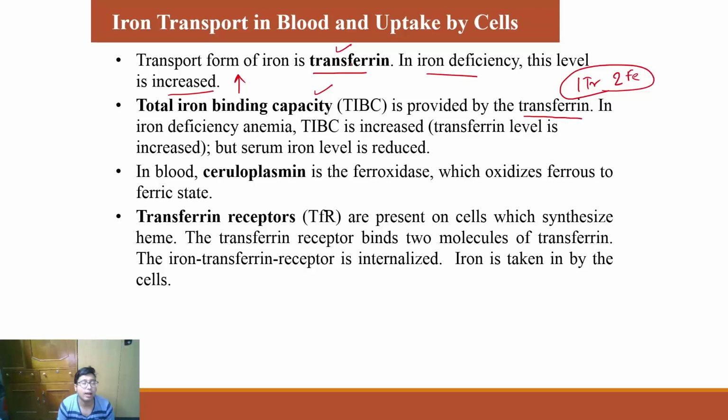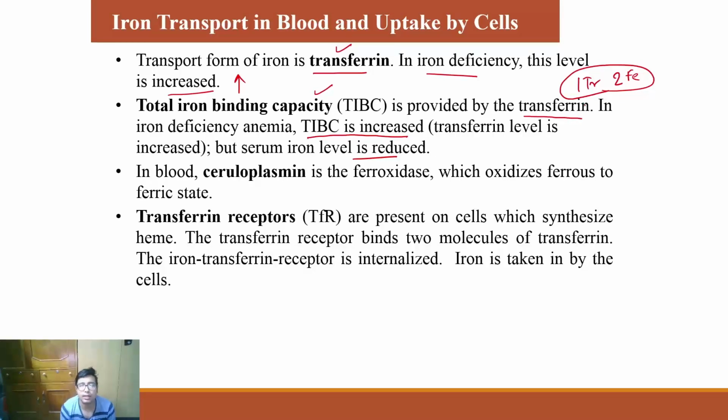Now, as you have guessed, in case of iron deficiency anemia, that is, iron is now low in the body, there will be excess synthesis of transferrin receptors and the binding capacity will be very much increased, because we need more iron to bind and transfer. So remember, in case of iron deficiency anemia, when serum iron is reduced, the TIBC will always be increased. In anemia, TIBC will be increased, very important. And serum iron is reduced, of course, in iron deficiency anemia.